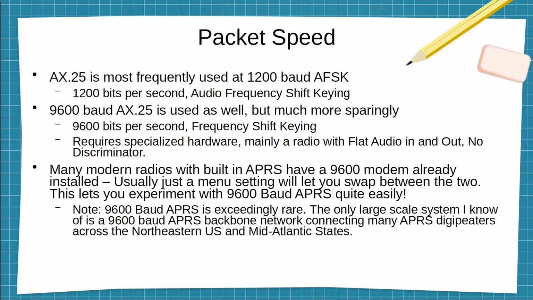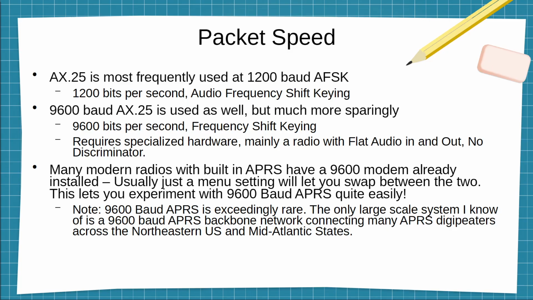Like I said, it requires some specialized hardware. You need to have a radio that can handle flat audio in and out with no discriminator, no preemphasis, no de-emphasis. There is a small number of radios that support that out of the box on the market today. They're usually a little more expensive. However, there are many modern radios that have APRS built into it that already have 9600 baud available on them. Usually just a menu setting will let you switch between the two speeds. And if you're ever in an area where there's 9600 baud traffic for APRS, you can experiment with that quite easily. However, in the United States, it is decently rare. Usually it's only found on UHF and up frequencies.